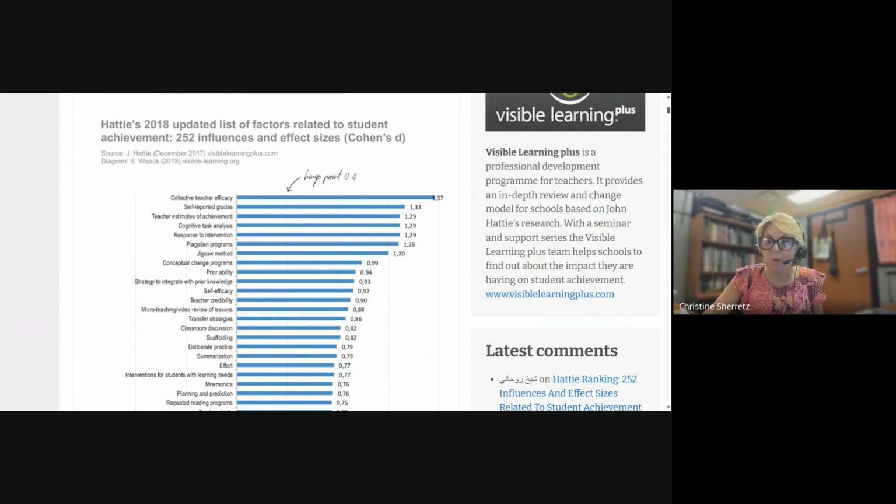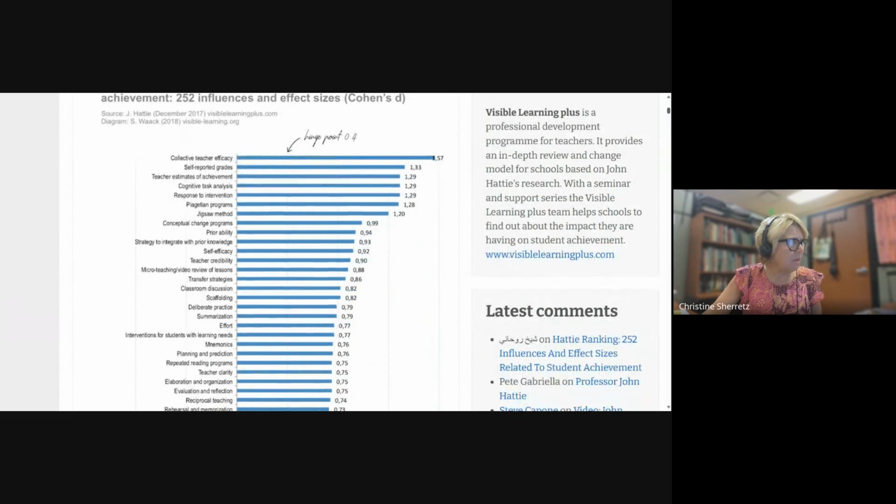Classroom discussion, 0.82. Students being able to discuss, very high for that. Let's see, strategy to integrate with prior knowledge, 0.93. So when you are helping students to integrate their prior knowledge, that's going to help. A jigsaw method, that's another comprehension strategy, very strong at 1.28.